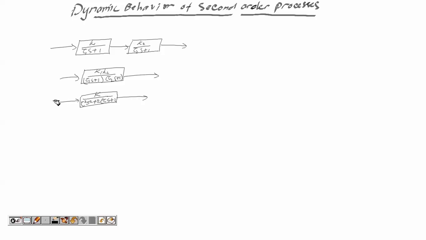Now we want to know what the response y(t) of this second order process is if we enter an input here. What is the response? The response is its dynamic behavior.